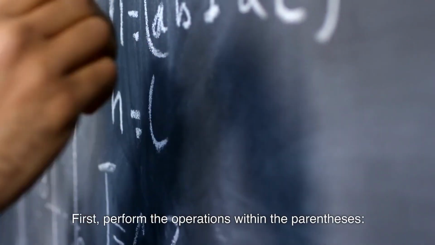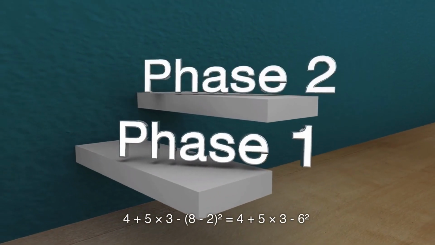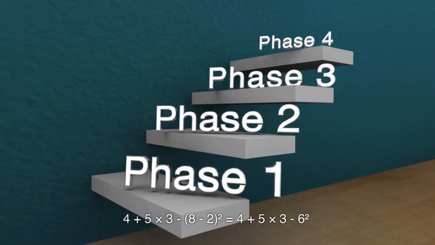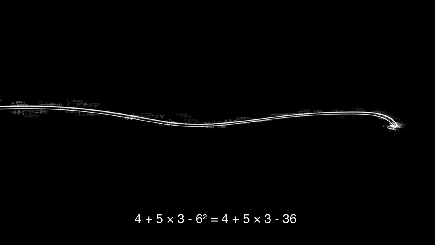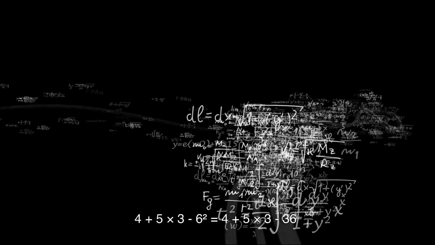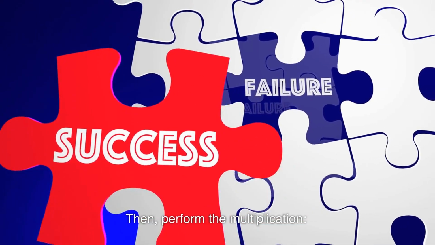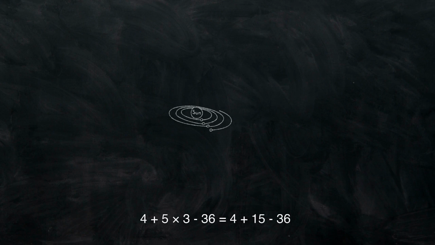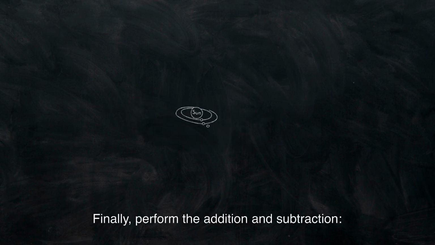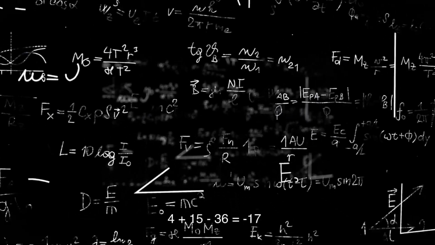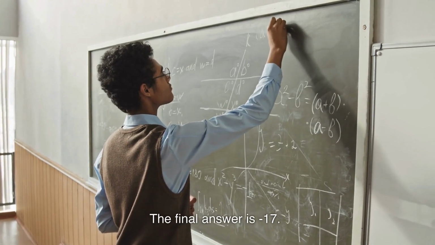First, perform the operations within the parentheses. 4 + 5 × (3 - 8)^2 equals 4 + 5 × (-6)^2. Next, perform the exponent. 4 + 5 × (-6)^2 equals 4 + 5 × 36. Then, perform the multiplication. 4 + 5 × 36 equals 4 + 15 - 36. Finally, perform the addition and subtraction. 4 + 15 - 36 equals -17. The final answer is -17.